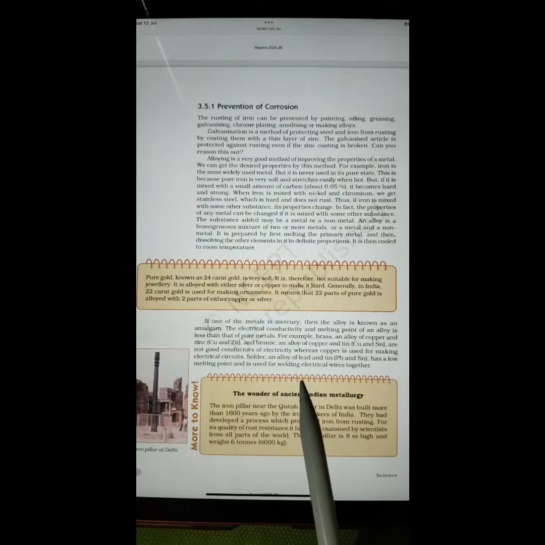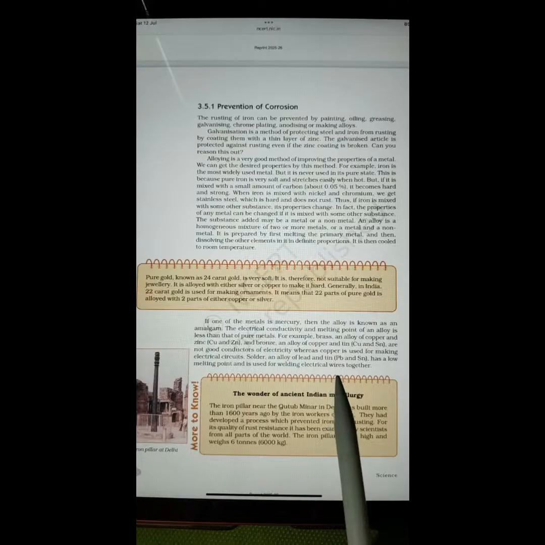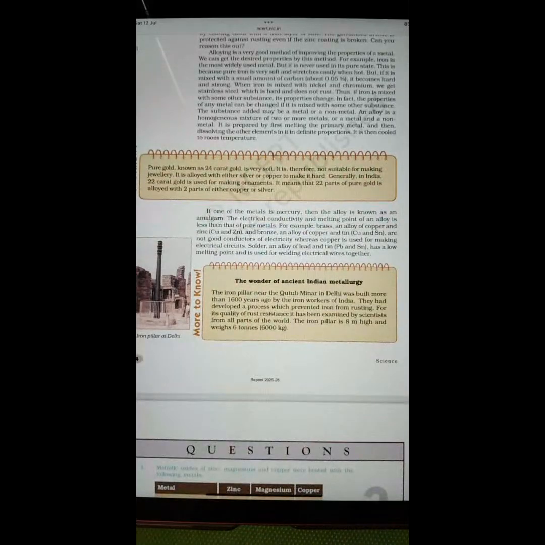Solder, an alloy of lead and tin, Pb and Sn, has a low melting point and is used for welding electrical wires together.